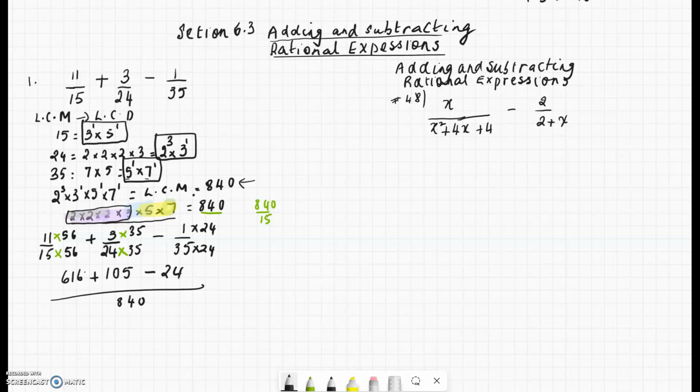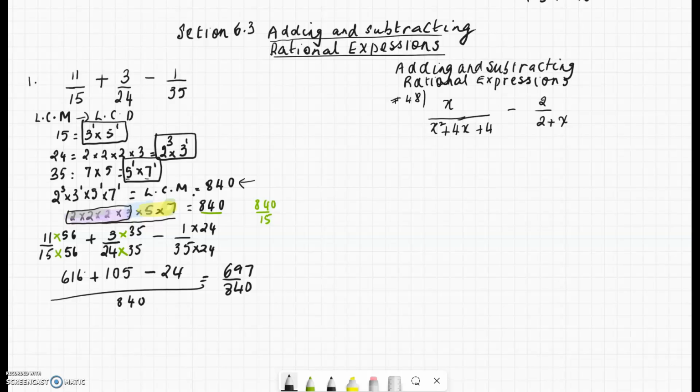Minus 24. And you can simplify this. So 616 plus 105 minus 24 equals 697 over 840. Okay, so now a similar problem.